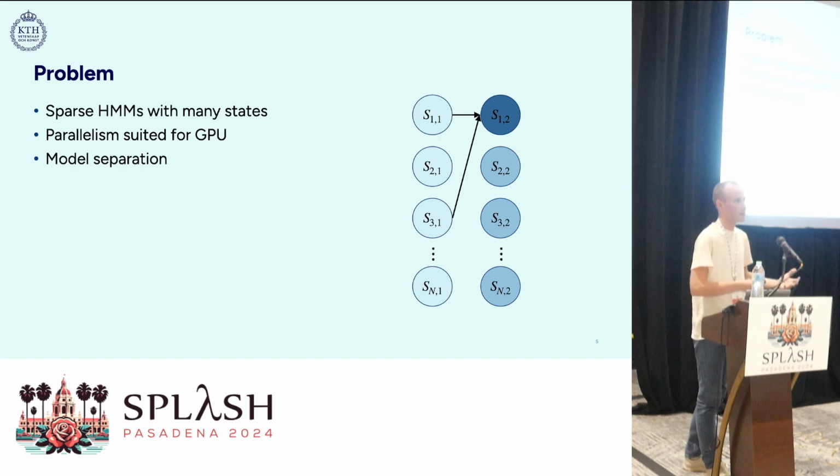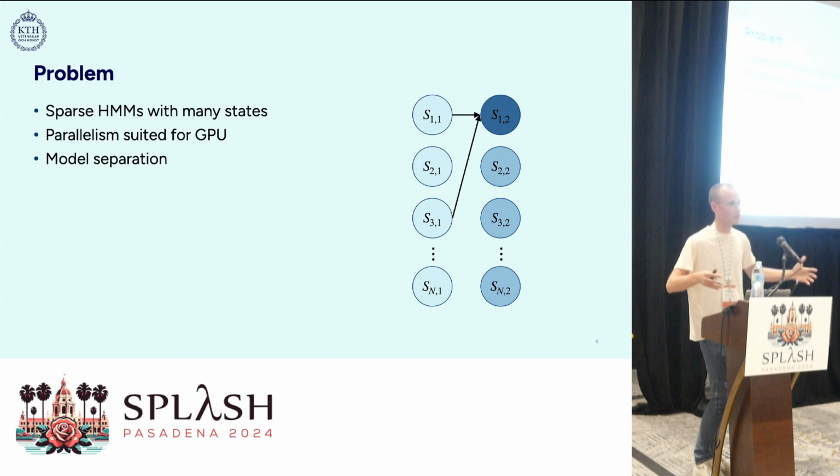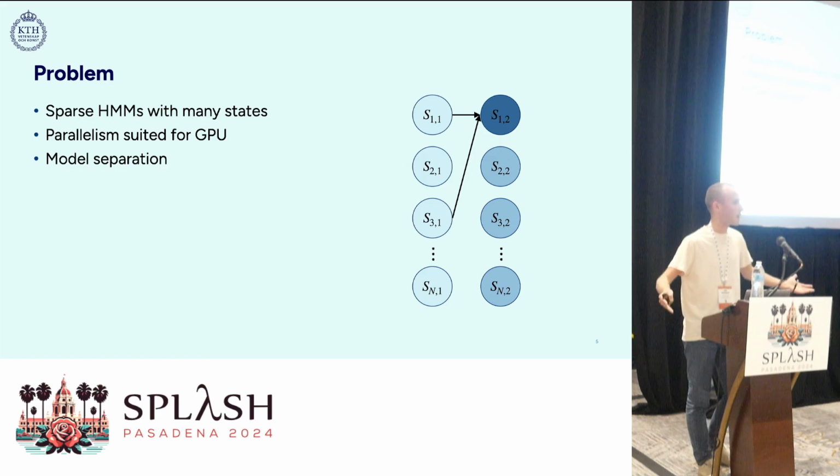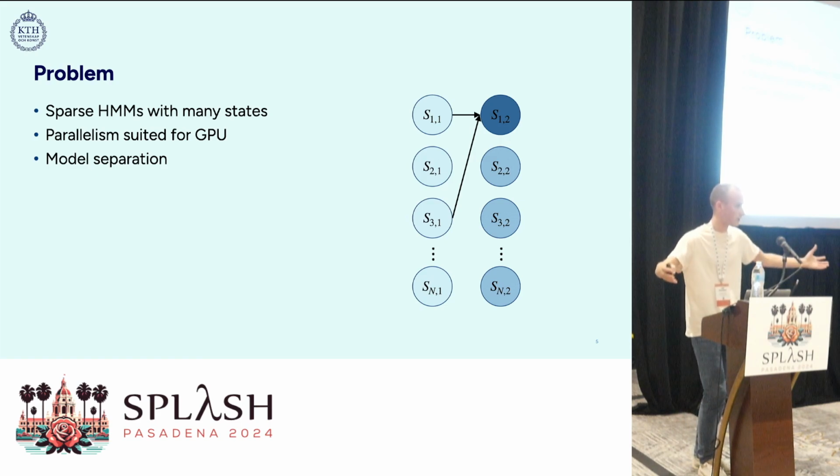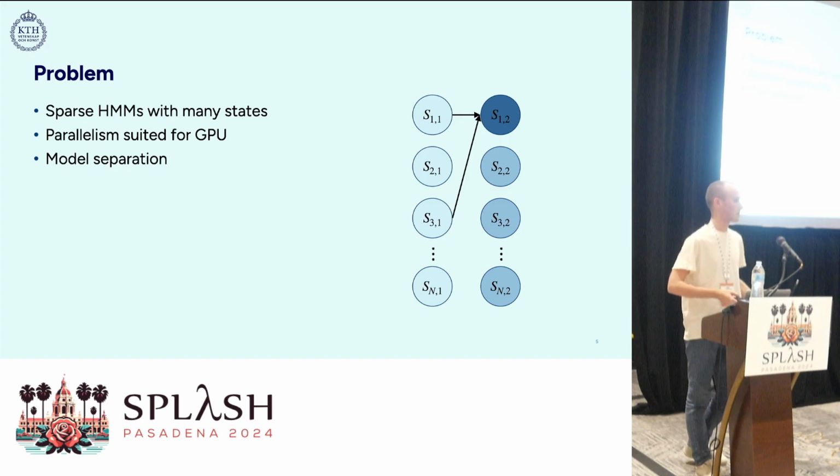But in these kinds of problems, it's interesting to consider those where we have many states, because that's when sparsity really becomes relevant. And in those cases, as it turns out by how the HMM algorithms work, we have lots of potential parallelism, because we have many things we can do in parallel for each state. And this is very well suited for a GPU, so we want to make use of GPUs here.